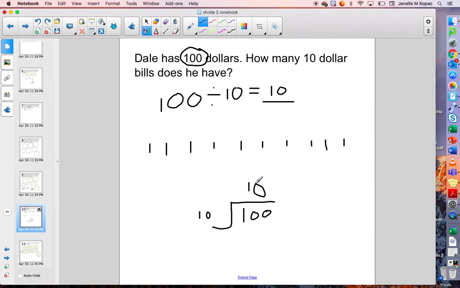So now you are ready to try doing some division word problems on your own in Seesaw.